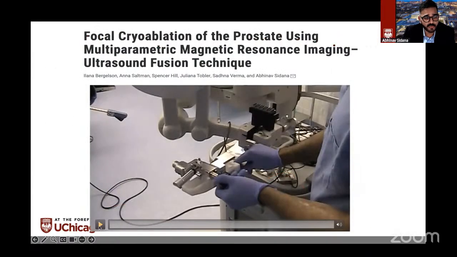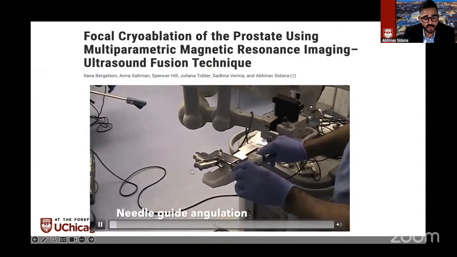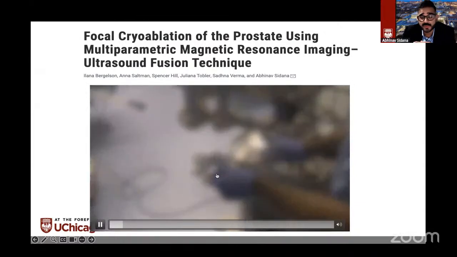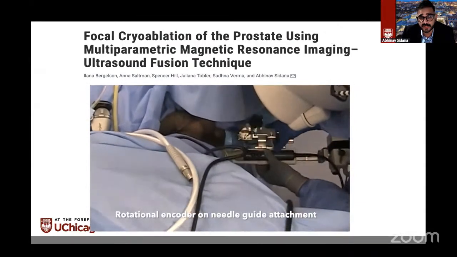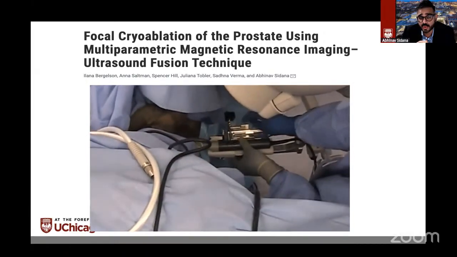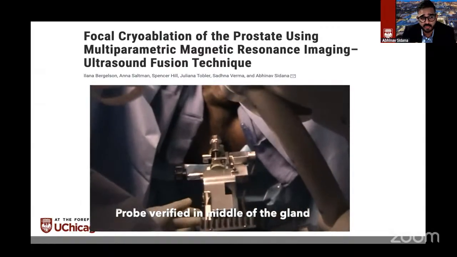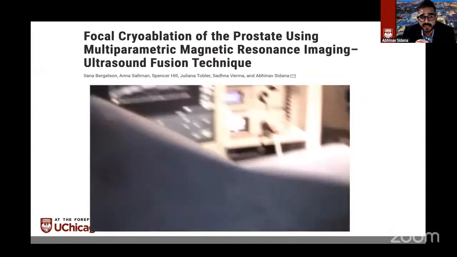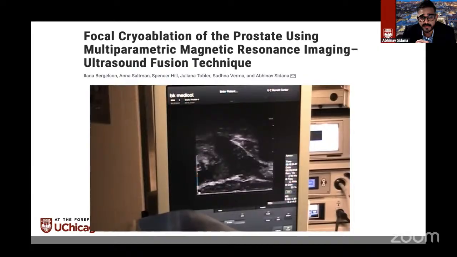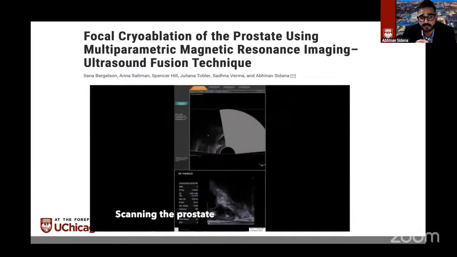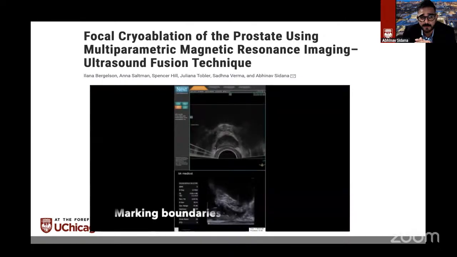This is our video which we published 6-7 years ago. Back then, the treatment planning softwares were not available, and actually there was no TP guided system which could allow prostate cryoablation. We worked with Artemis system to develop this prototype, and then I think they came up with a commercial attachment.